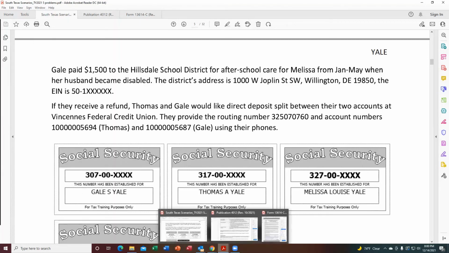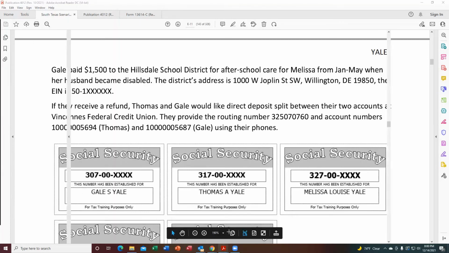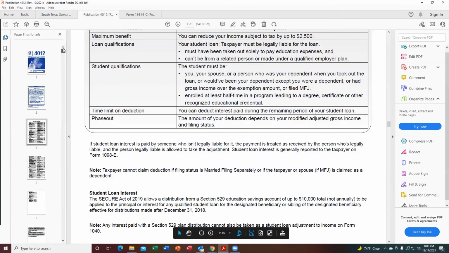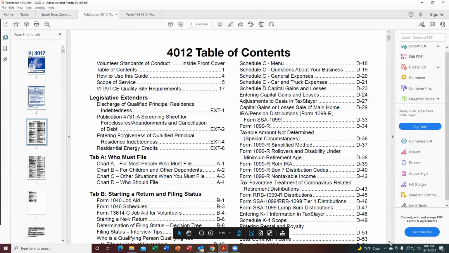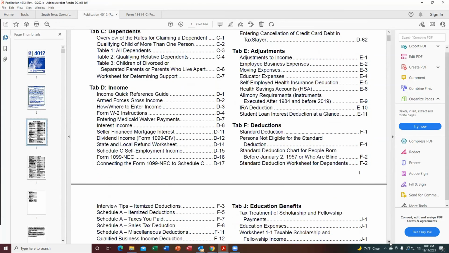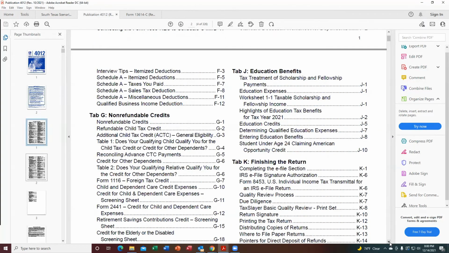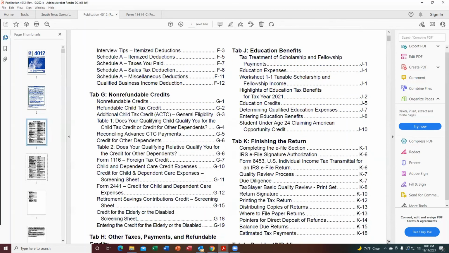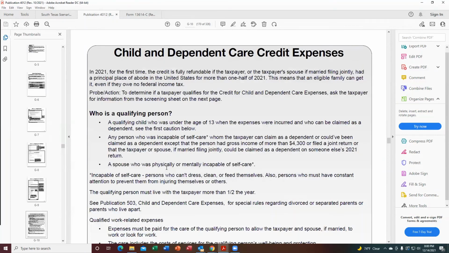So I'm going to visit first the 4012 regarding the child care. So I'm going to go up here and the child care. Oh, I think this is one of those that has changes. Right in here, tab G. Okay, so this is an area that has changes for the upcoming tax year.